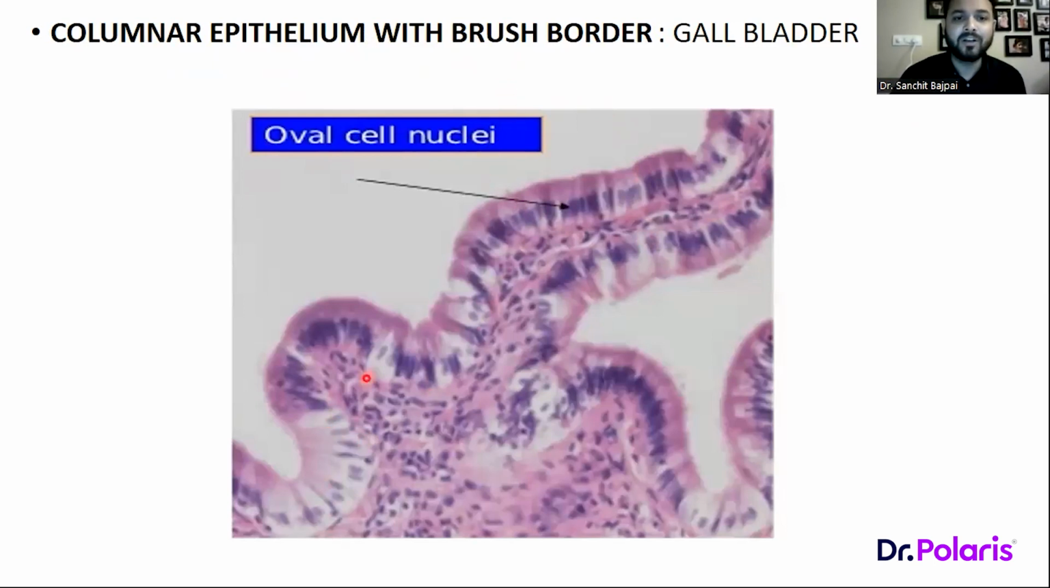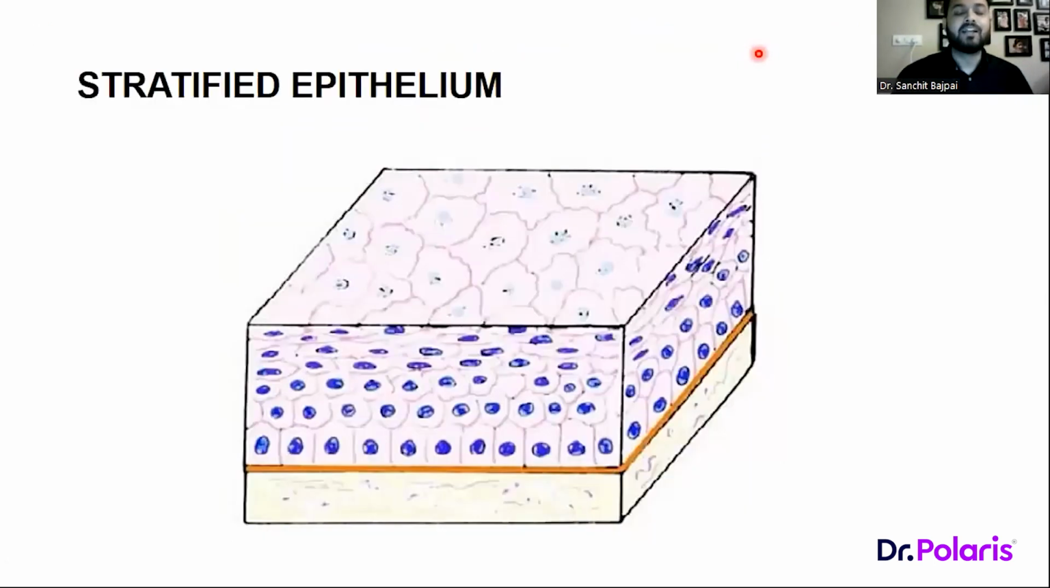This is also a columnar epithelium, and you can see these particular microvilli are not straight. They are having a brush border. Now, you know what is a brush border? Brush border means that the microvilli are like zigzag bristles of your toothbrush. This is particularly seen in the gallbladder. Okay, so the gallbladder has this columnar epithelium with a brush border, right? Okay, fine. Now, finally, we finish simple epithelium.